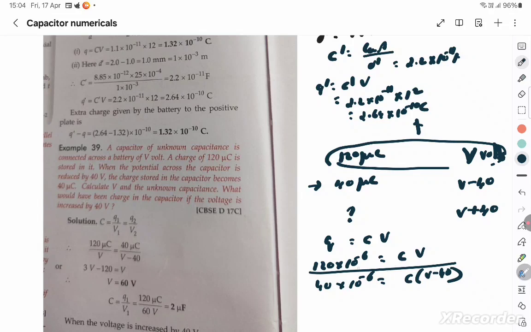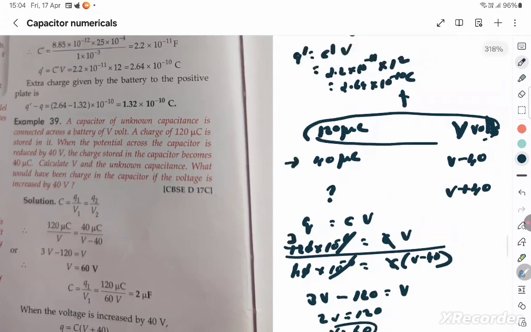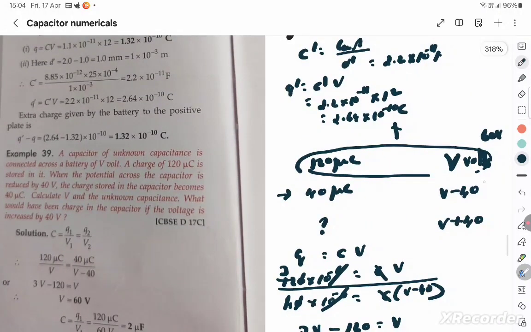Just divide the first equation by the second equation. It's 4 3s are 12 and C gets cancelled. It's exactly like the last sum. 3V minus 120 is equal to V. 2V is equal to 120. So the unknown voltage is 60 volts for the first case. For the second case it's 20 volts. For the next case it's 100 volts.